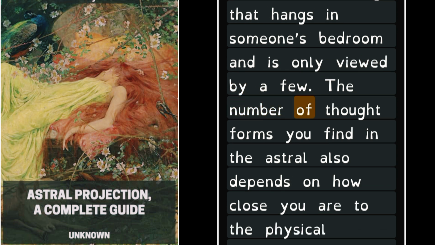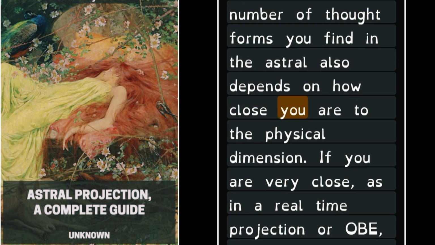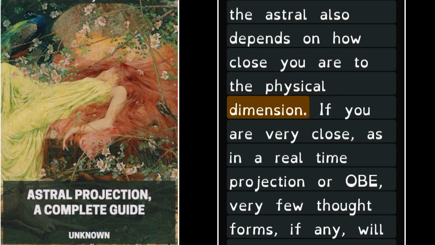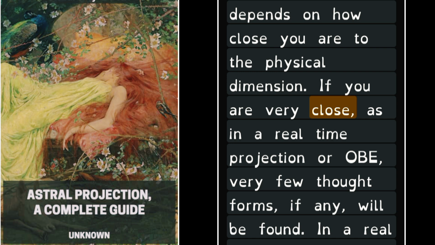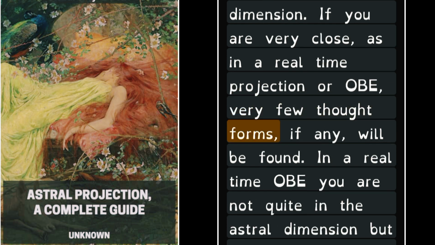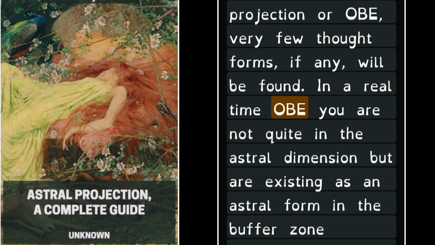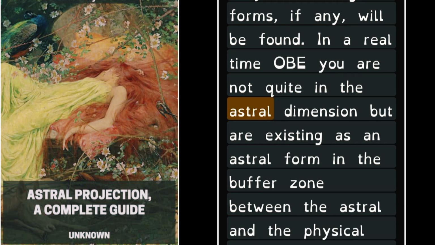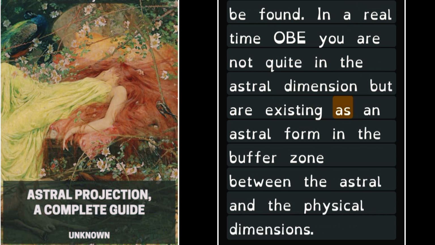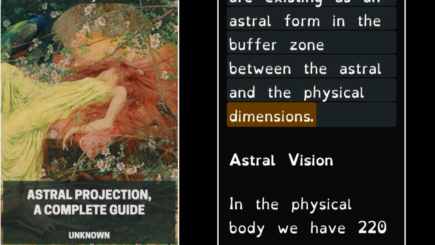The number of thought forms you find in the astral also depends on how close you are to the physical dimension. If you are very close, as in a real-time projection or OBE, very few thought forms, if any, will be found. In a real-time OBE, you are not quite in the astral dimension, but are existing as an astral form in the buffer zone between the astral and the physical dimensions.